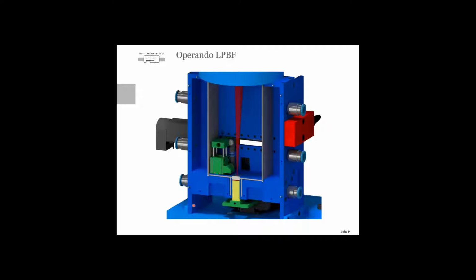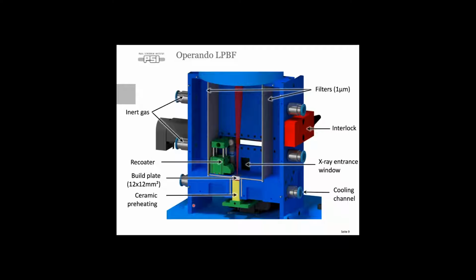When we open it up, it looks like this. I'll show you a few important components. In the back we have the X-ray entry window, which is made out of glassy carbon. We have here our recoater system. This is a little funnel that we can fill up with powder, and it can move over our powder bed, over our build plate here, and the build plate can be lowered like in a regular device.